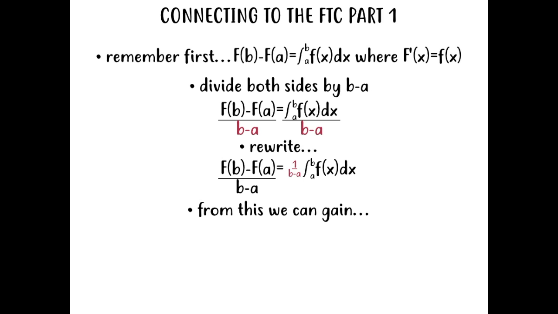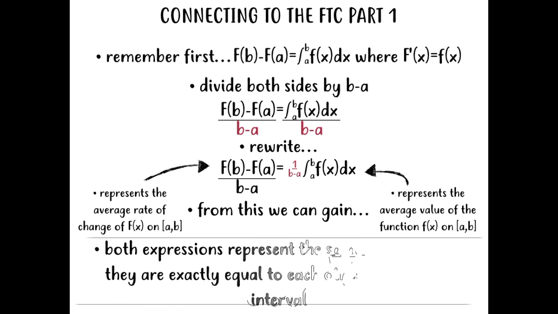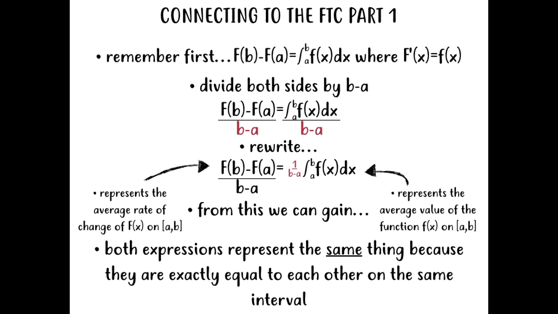From this, we can gain that the left side of the equation represents the average rate of change of the antiderivative on the interval from a to b, while the right side represents the average value of the function f of x on the closed interval from a to b. Both expressions represent essentially the same thing because they are exactly equal to each other on the same interval.